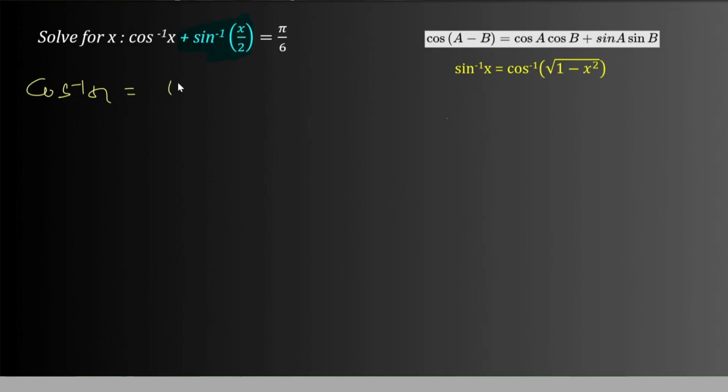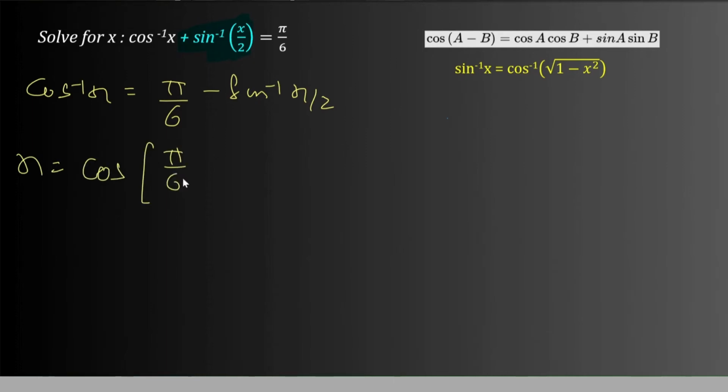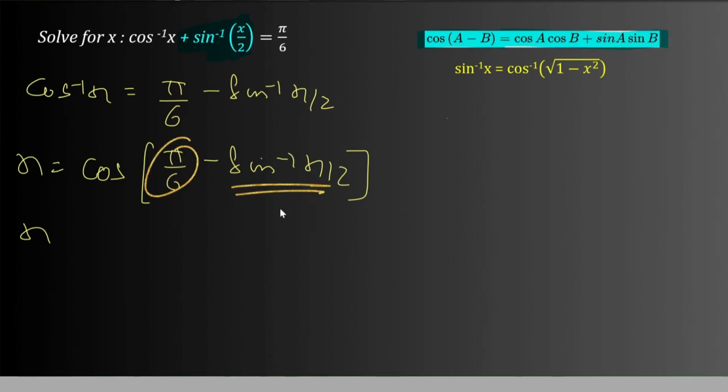As what? Pi over 6 minus sine inverse x by 2. Now therefore what is x equal to? x will be equal to cos of (pi by 6 minus sine inverse x by 2). So now I'm going to apply this identity, that is cos(A minus B) is what? Cos A cos B plus sin A sin B. Well, this is our A and this is B.